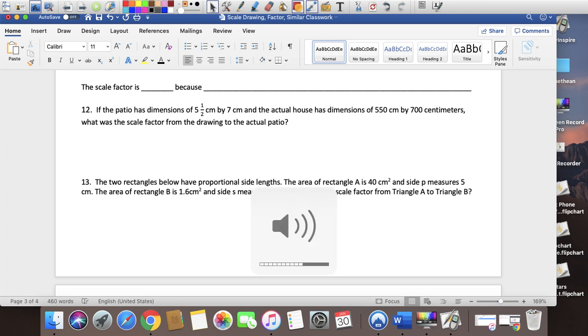If the patio has dimensions, what's the scale factor? Okay.